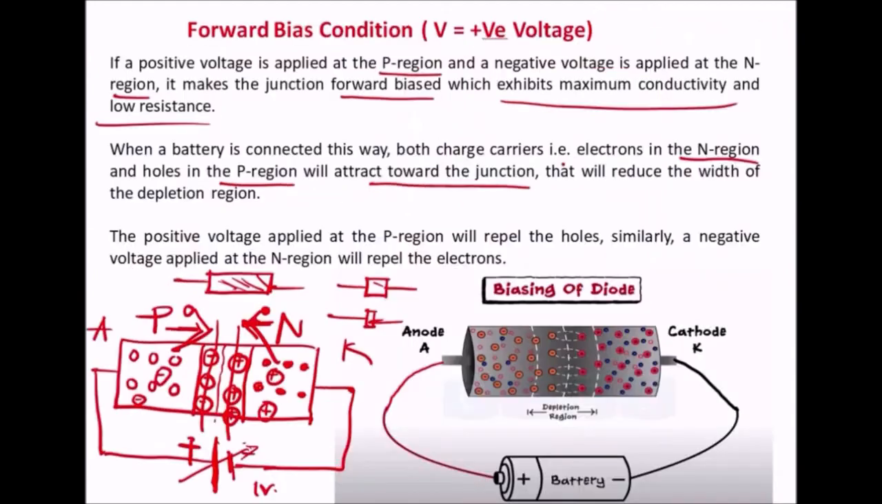So the same point is given here. It makes the junction forward bias, which exhibits maximum conductivity and low resistance. With increase in forward bias voltage, the conductivity will increase and the resistance will decrease. After some time, the current will start to flow. The current will start to flow like this, from positive to this and finally to the negative. This is how the current flows in the forward bias condition.